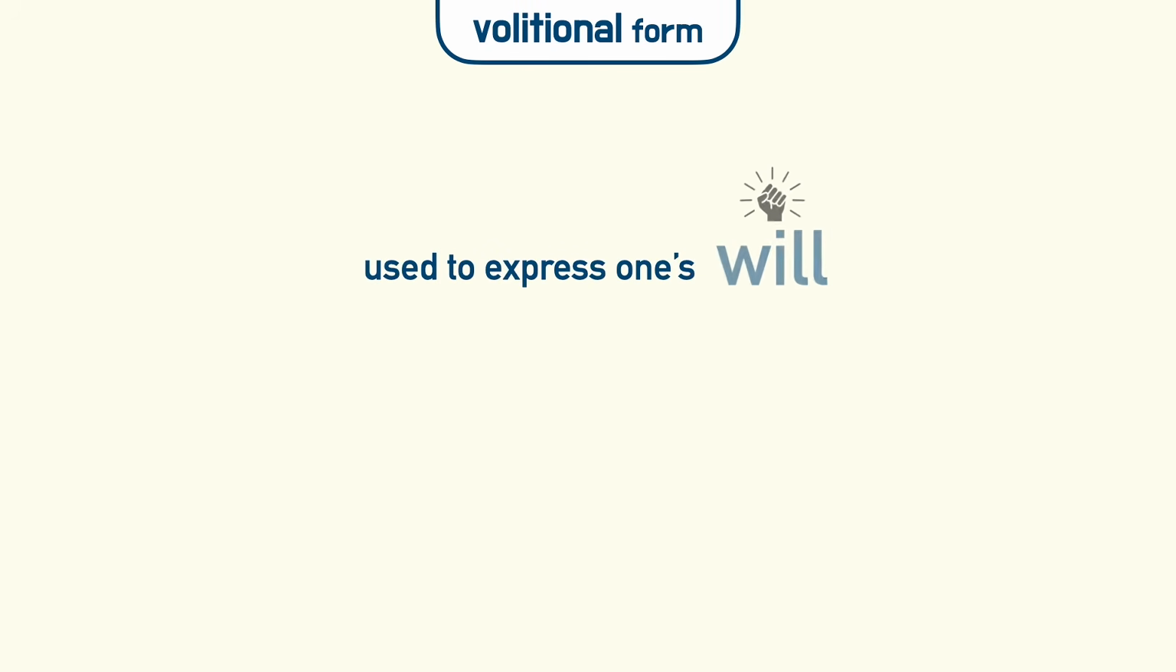Volitional form. 皆さんこんにちは。今日は volitional form について勉強しましょう。So, the volitional form is used to express someone's will, someone's intention to do something. With this form, you can express ideas like I will, let's, or shall we?